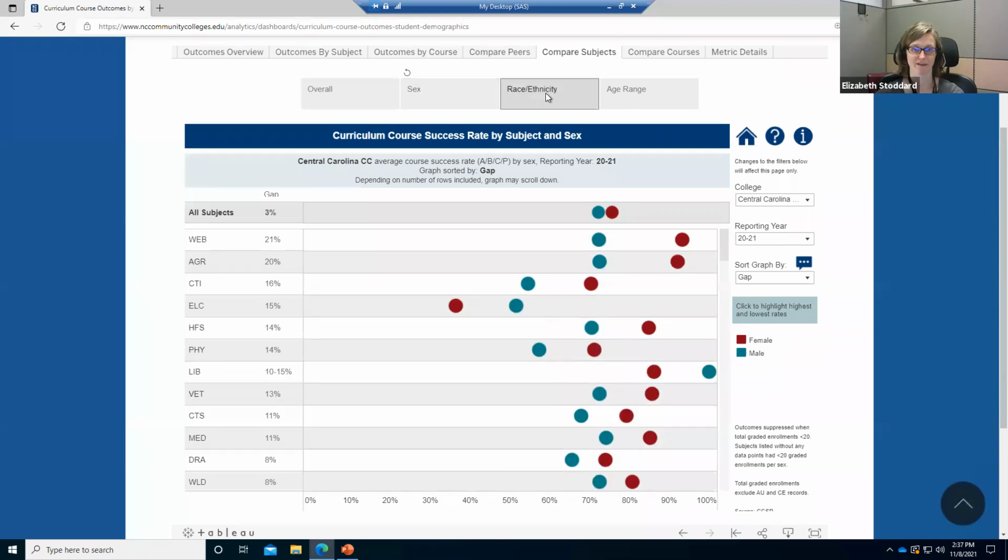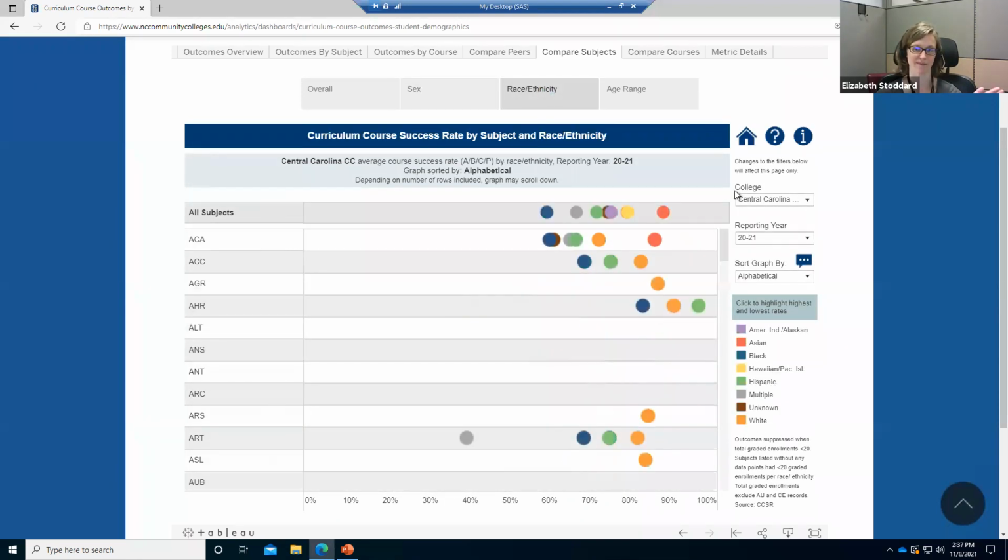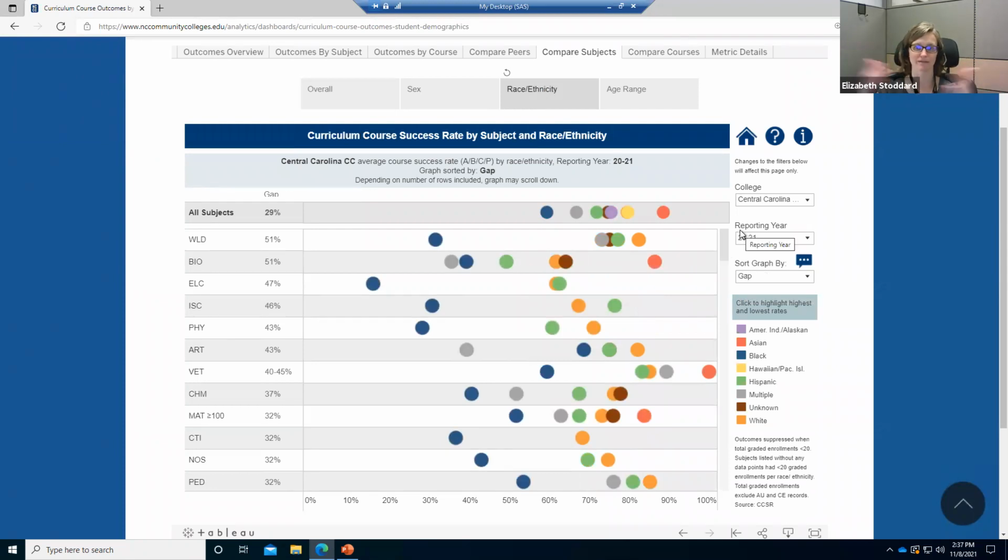And we have a similar view disaggregating by race ethnicity. And here, if I sort it by gap, you'll see there's more circles because we have more groups here. You can click this button to highlight the highest and the lowest rates. So this will show you that for this course, which is welding, this was a subject that had the highest gap in race ethnicity.